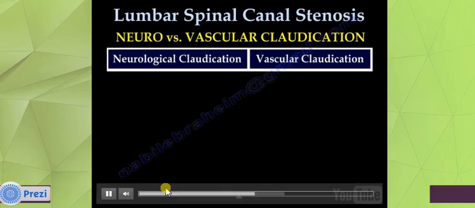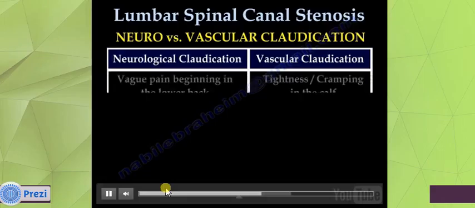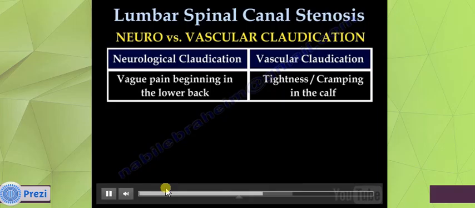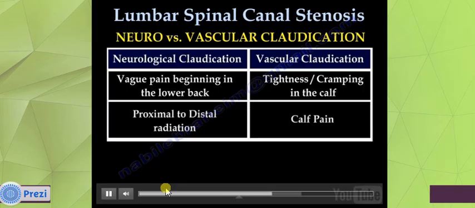Neurogenic claudication versus vascular claudication. The first one will be neurogenic claudication. The second one will be vascular claudication. In the neurogenic claudication, you'll find vague pain beginning in the lower back, proximal. In the vascular, there is tightness and cramps in the leg, in the calf. It starts distal. The neurogenic is proximal to distal radiation.